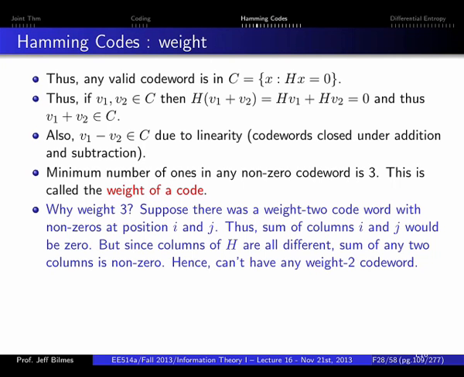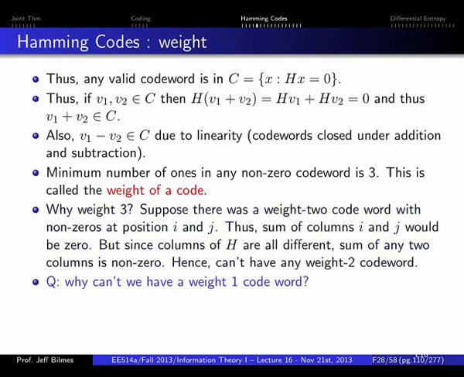But the two corresponding vectors are different, right? Because, remember, we said the column vectors of H are non-zero and they're all different. And if we sum two different non-zero vectors mod 2, we're never going to get 0, because there's always going to be a difference. And so the sum of any two column vectors can't be 0, and therefore you can't have a code word with only two bits on. It has to be at least 3.